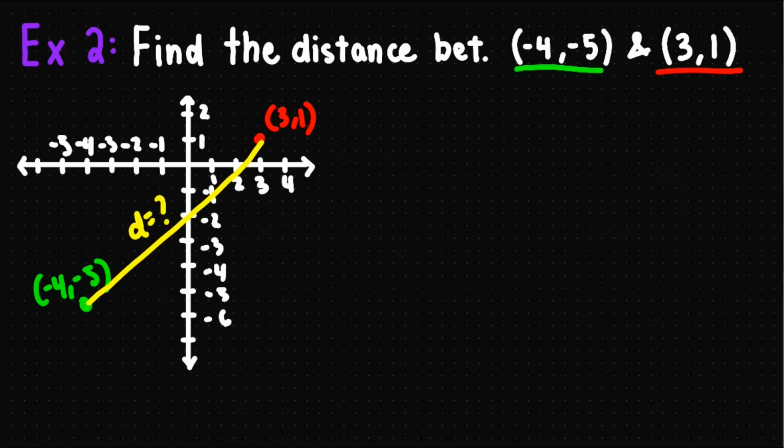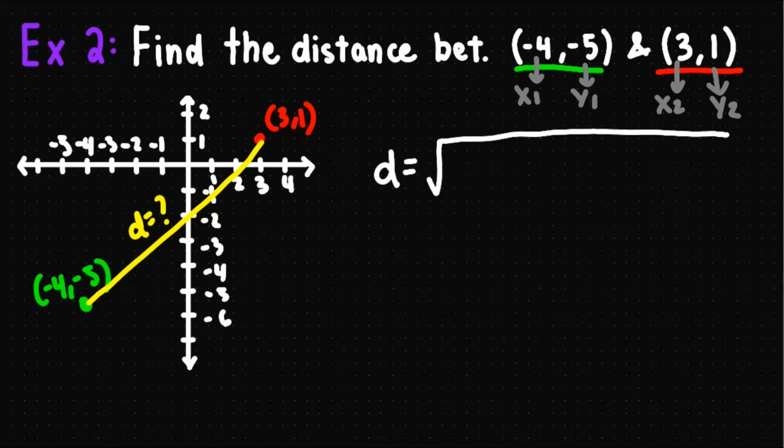So again, first thing to do is to set our x sub 1, x sub 2, y sub 1, and y sub 2. So we can set this one as x sub 1, y sub 1, x sub 2, and y sub 2. So now given this, we can now apply the formula. So we have here d is equal to the square root of x sub 1 minus x sub 2 squared plus y sub 1 minus y sub 2 squared.